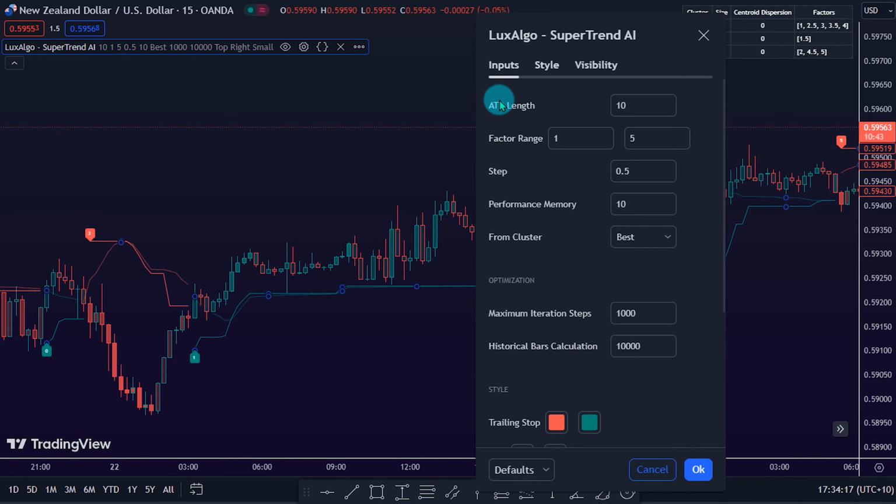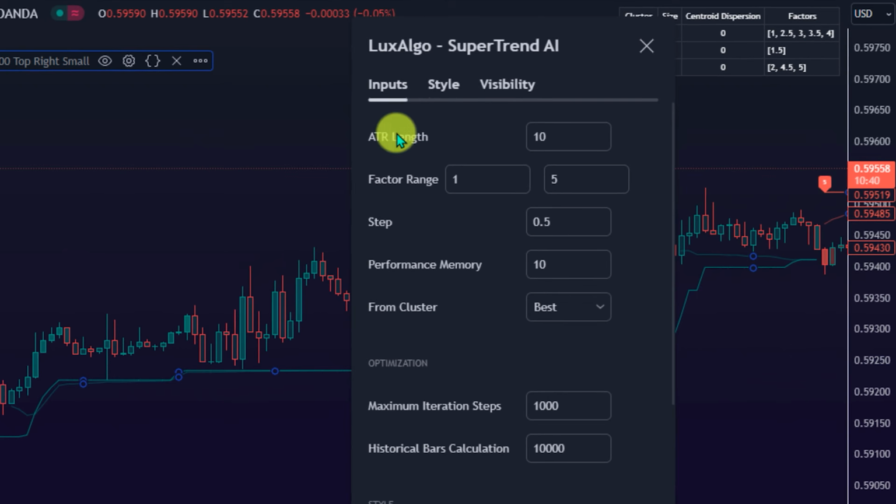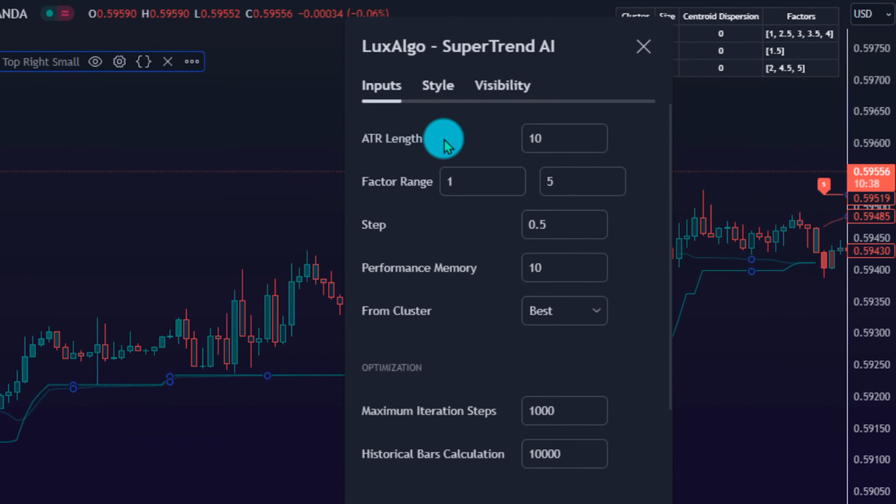Under the Input Settings, there is the ATR length. The ATR period used for the calculation of the supertrends is 10 by default. Factor range. This determines the minimum and maximum factor values for calculating the supertrends. By default, it is 1 and 5. Step. This is the increment of the factor range. By default it is 0.5.